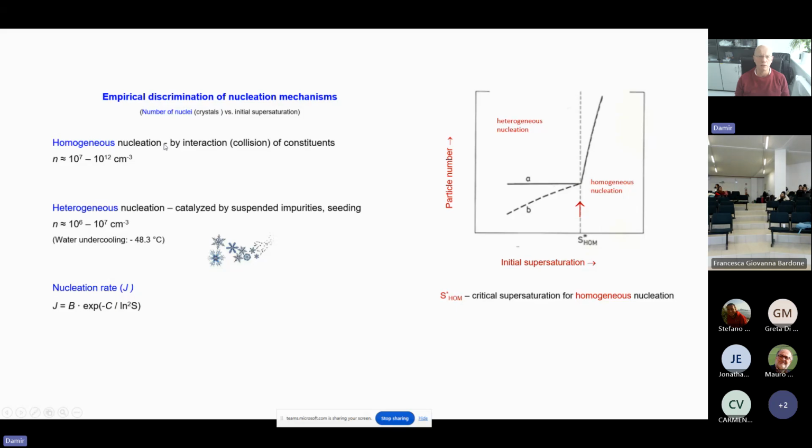and the number of these particles past this critical value is extremely high, and it could be 10^7 up to 10^12 particles per cubic milliliter. I already said that the relation of nucleation rate to supersaturation is an exponential relation.